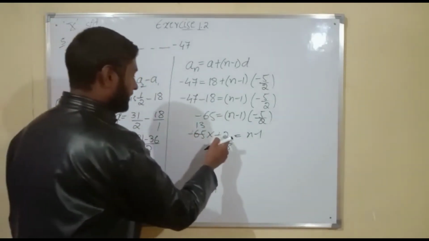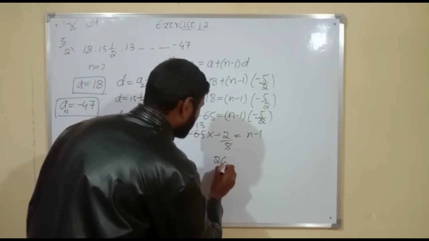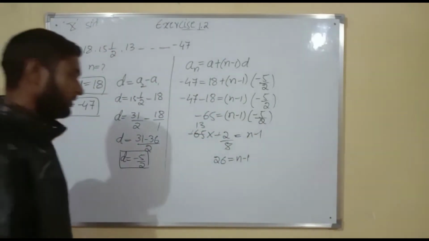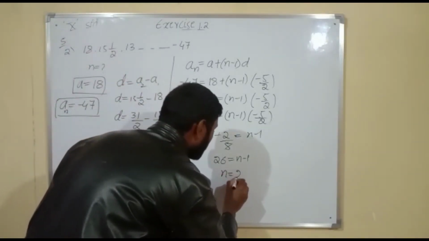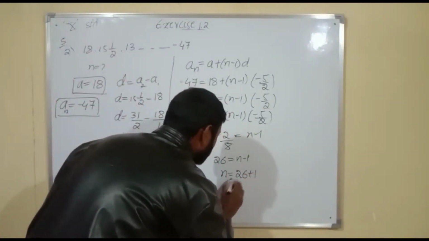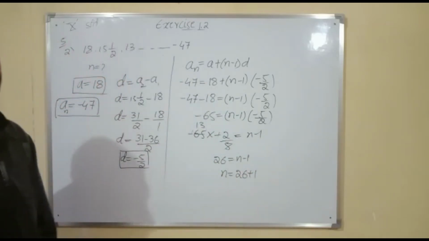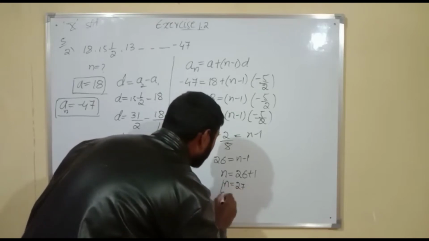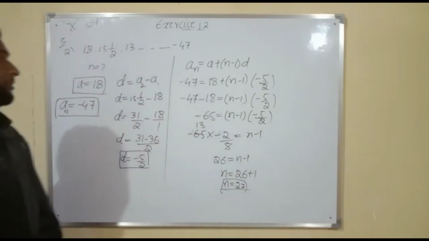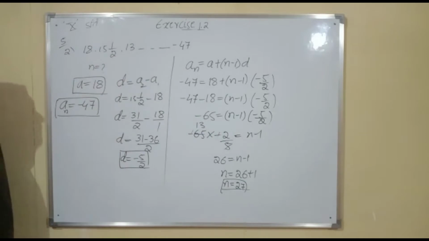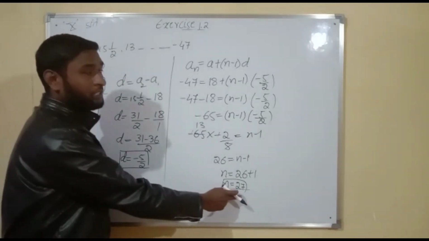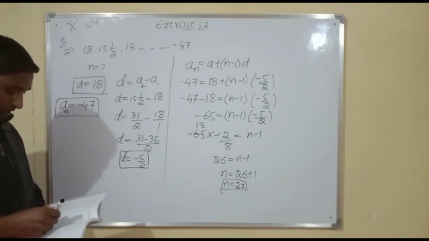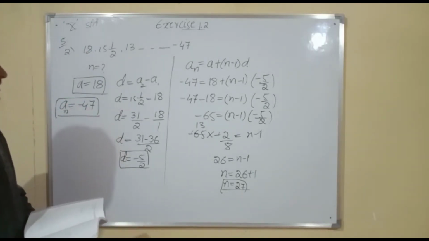Okay. 13 twos are nothing but 26, which is equal to n minus 1. So n is equal to 26 plus 1, because this minus 1 is brought to the left hand side. So n is equal to 27. So the number of terms in this arithmetic progression is 27 terms. This is the way to find n, the number of terms.